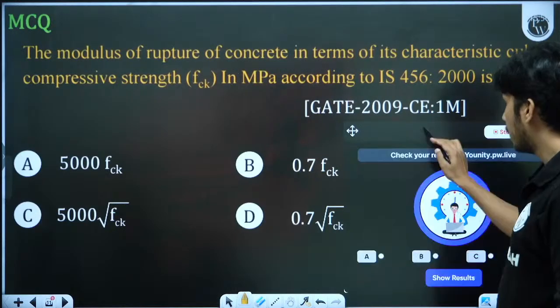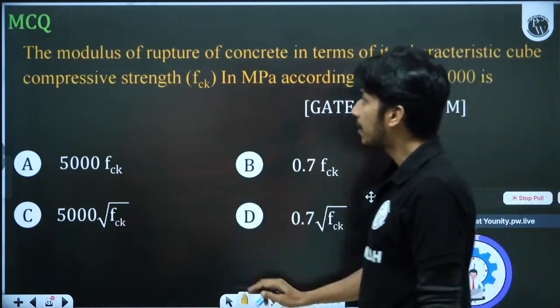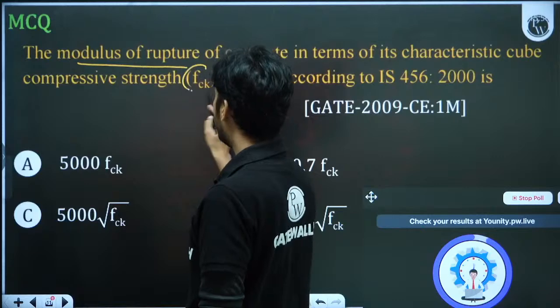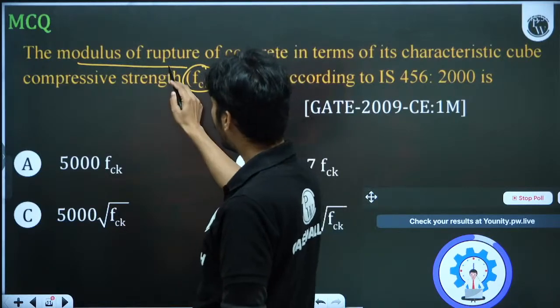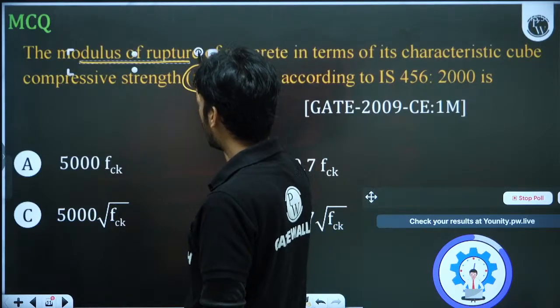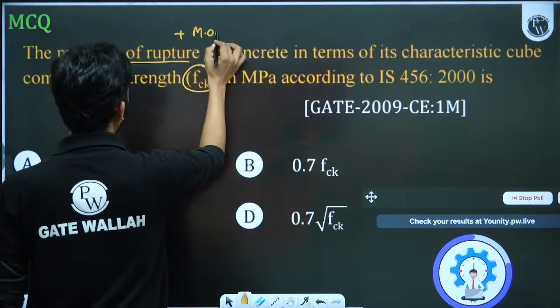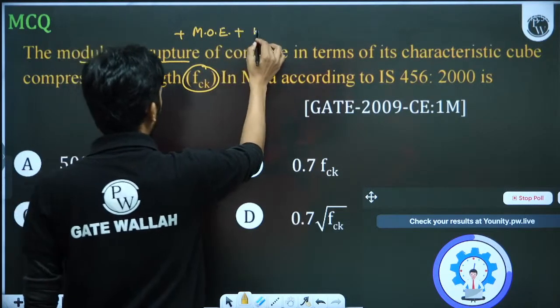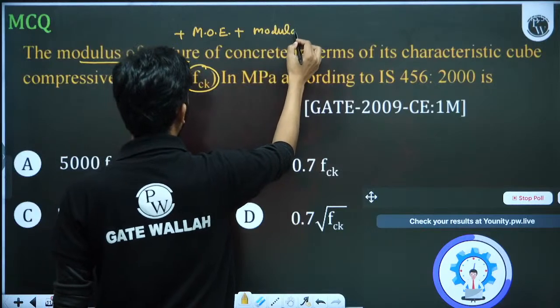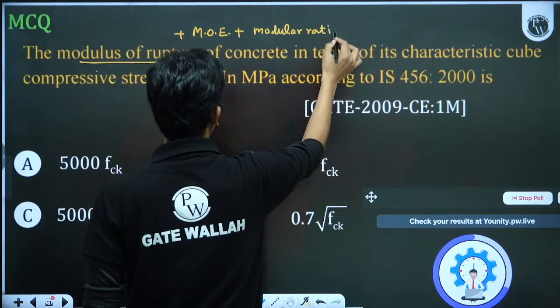I'm giving you 60 seconds. Quickly give me the answer. What it is asking: modulus of rupture in terms of FCK. So modulus of rupture, or modulus of elasticity, or the modular ratio. Modulus of rupture plus modulus of elasticity you must know, plus modular ratio you must know. So if it is asking the modulus of rupture, it may ask these things.